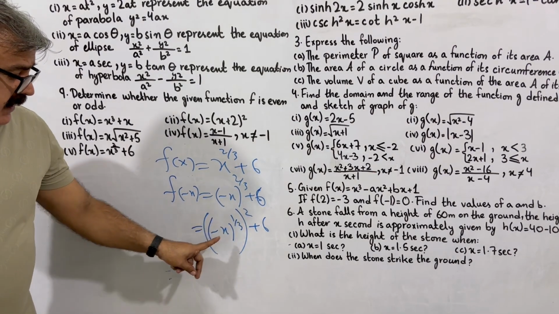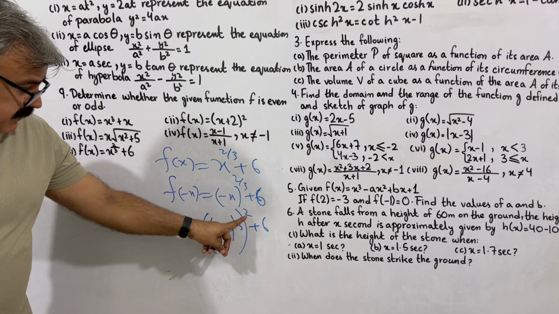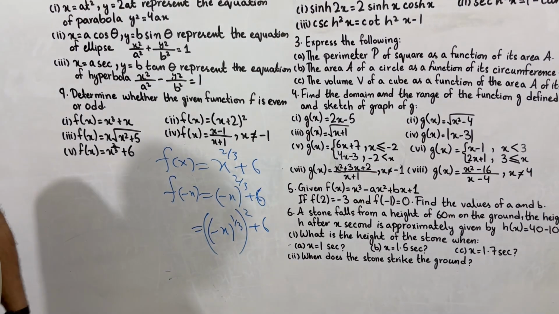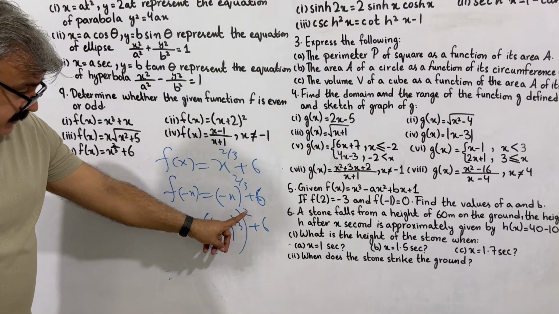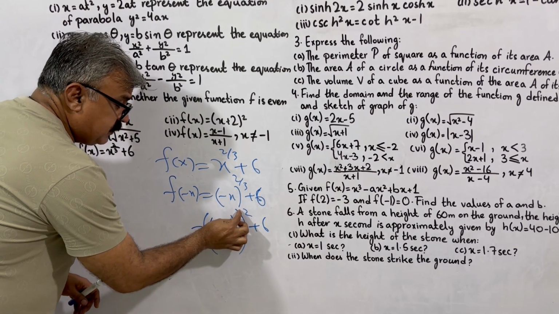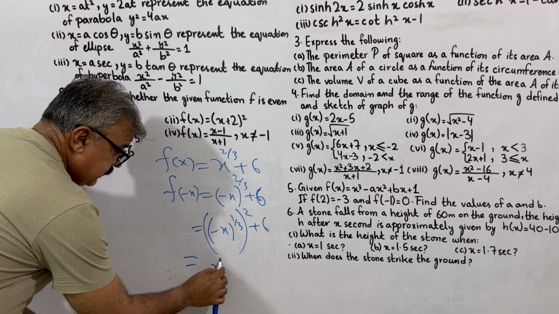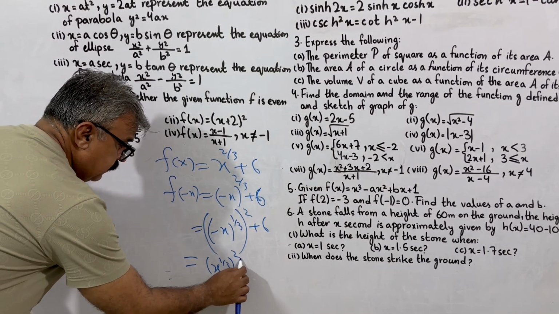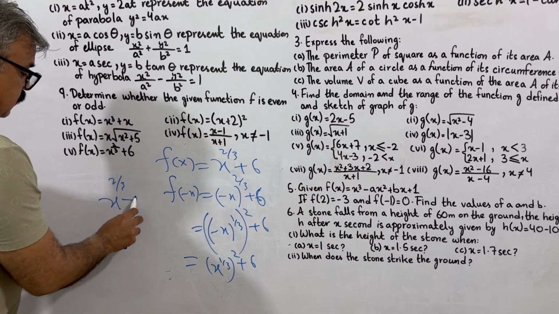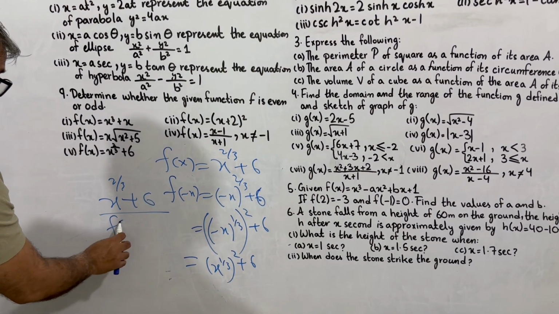This power is even. If the negative sign is intact, owing to this even power, it will become positive. Whatever the result of this one, if it is negative, owing to the virtue of the square, it will become positive. So I have x raised to 1 over 3, whole squared, plus 6, or one can write x raised to 2 over 3 plus 6. We have replaced x by minus x, and the function remains the same.